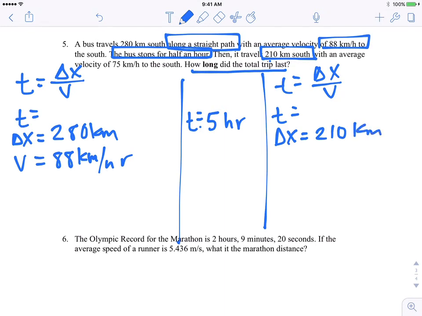And I'm not switching these to meters per second because everything is already in the same units, kilometers per hour. We still have units of distance and we still have units of time, okay? So we're just going to leave it like that. And the velocity for this third part was 75 kilometers per hour. So then we plug and check for both of these. We'll end up with time and add them all together, so we'll end up with a total time.